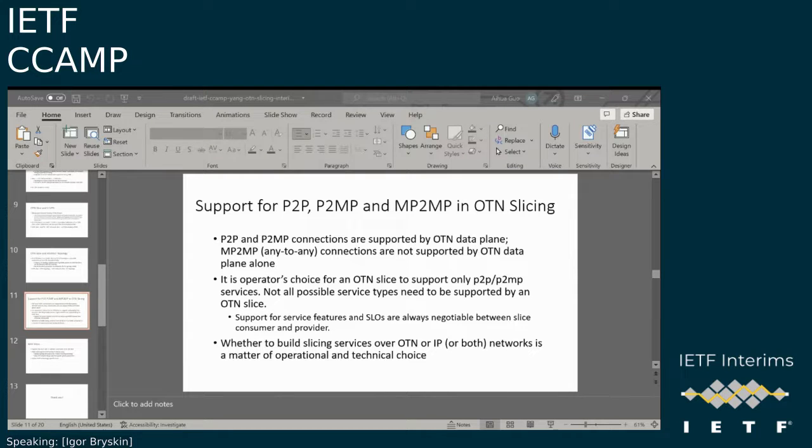But imagine that in the TEAS working group, after a while, we do decide that slicing is limited to 5G and OTN has nothing to do with slicing. So what will happen with all the working CCAMP work in all directions, in all layers? I want a slide on this, I think.